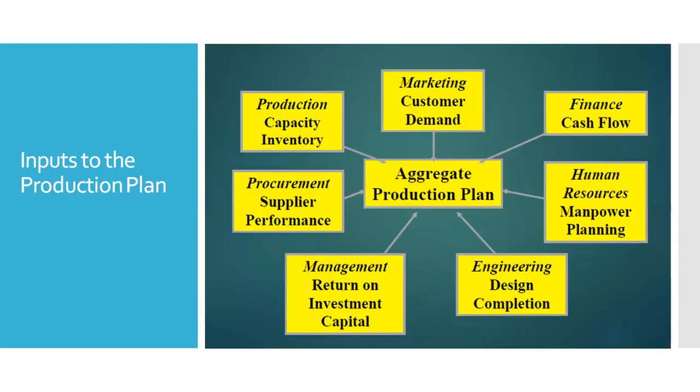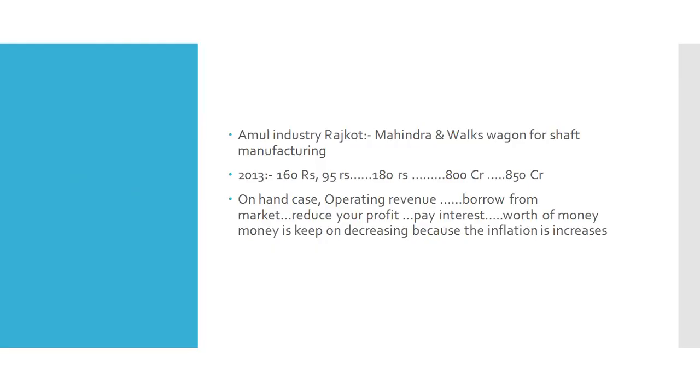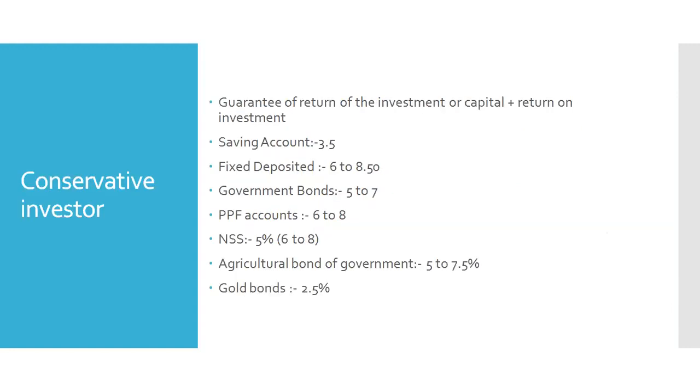Now, inputs to the production plan include aggregated plan, marketing, customers demand, production capacity, inventory, procurement, supply performance, management, that is return on investment capital, engineering, design completion, human resource, manpower planning, cash flow. I told you the example.